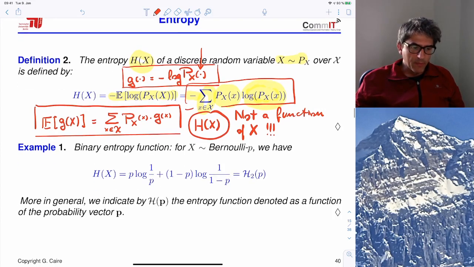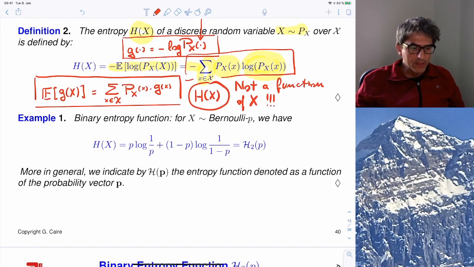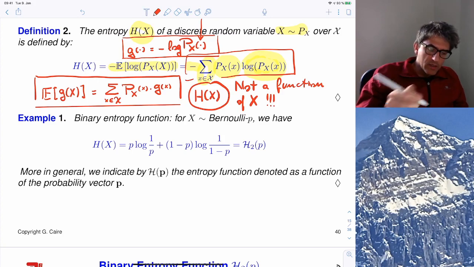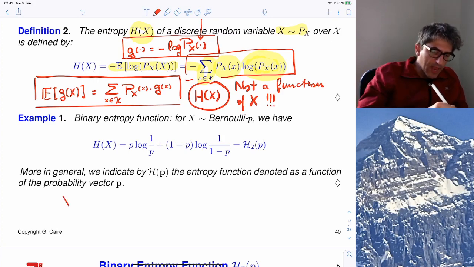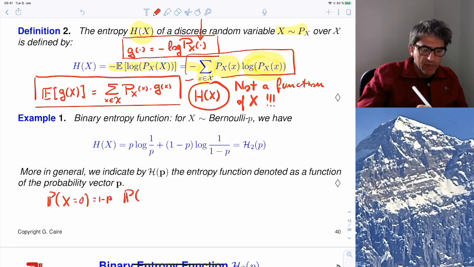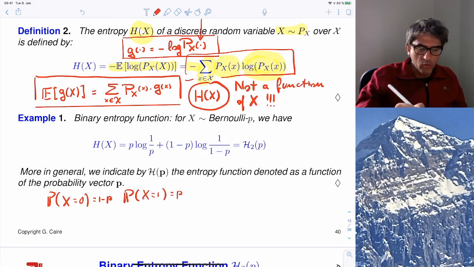So to give you an example, we can directly apply this to the case of a binary random variable. A random variable is called a Bernoulli with probability p. Bernoulli with probability p means that the probability of x equal to 0 is 1 minus p. Probability of x equal to 1 is p. P is a number from 0 to 1. Or if you want, the probability vector corresponding to this PMF has only two components, 1 minus p and p.